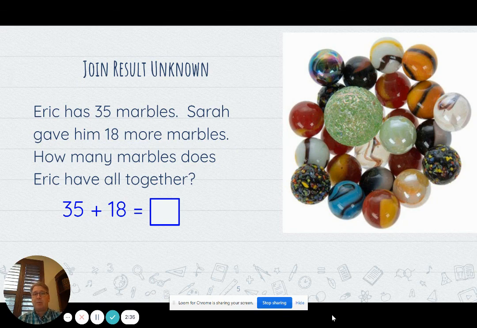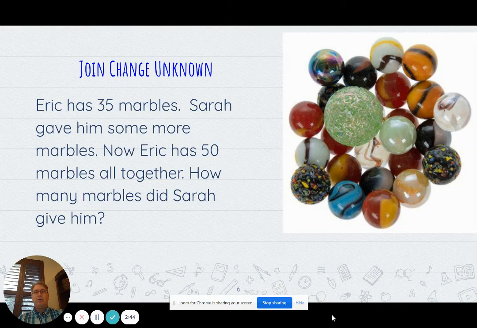Now here in this next problem, I think you'll see why those keywords aren't always the best way to solve problems. So here we have a join together change unknown. So now the number that's missing is the number that changes the problem. So Eric still has 35 marbles. We start with 35, but Sarah gave him some more marbles. We don't know how many. Now Eric has 50 marbles altogether. How many marbles did Sarah give him?